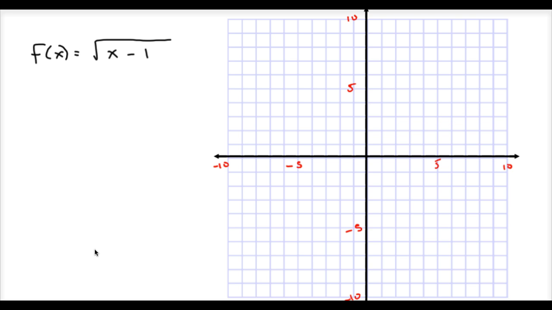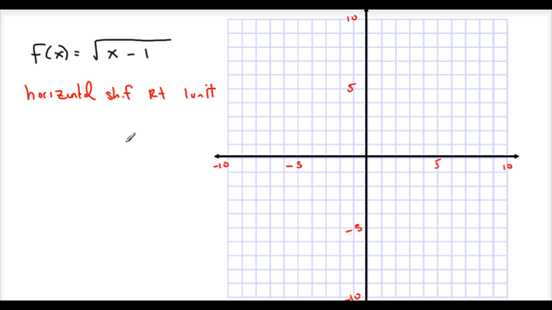Okay, our next function, f of x equals the square root of x minus 1, and the entire x minus 1 is inside the square root. So a little difference there. What kind of transformation would this be? Horizontal translation 1 unit, right? Yeah, this is going to be a horizontal transformation or shift right 1 unit.